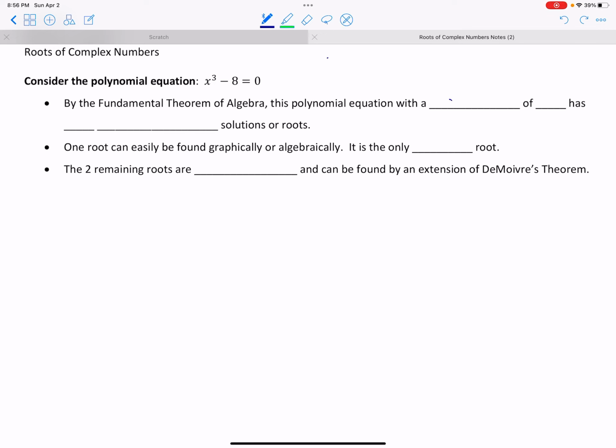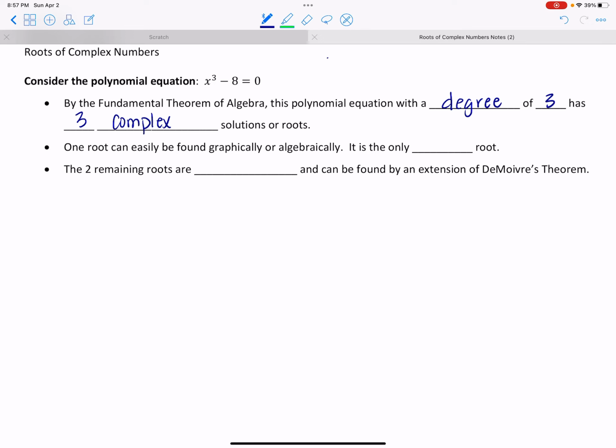This polynomial equation with a degree of 3 has 3 complex solutions or roots. We tend to use those words a bit interchangeably. One of the roots we can find really easily. Graphically I showed you, and algebraically I showed you by getting x by itself.